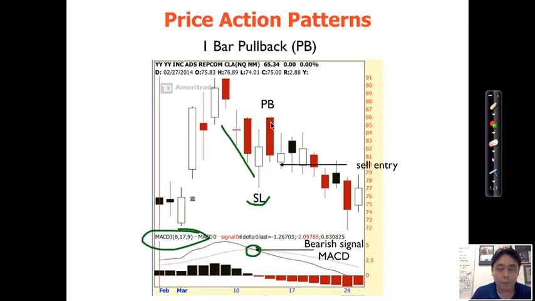That's a pullback. Can we take the trade? Yes, we've got a pullback. So our sell order will be right there, a few cents below the low of the candle. Our stop loss will be right over there. Next day, it goes below that low, triggers our sell order. We've sold the stock here, stop loss there, and we take a trade down.